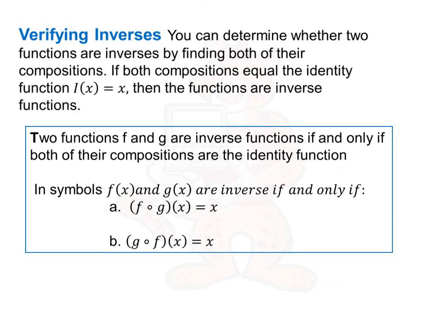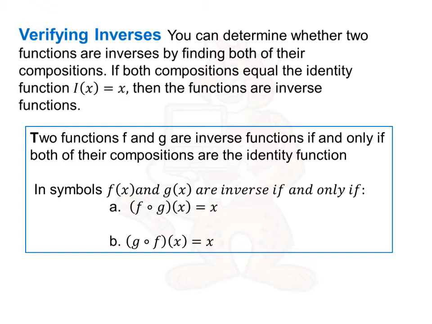We can also use the idea of composition of functions to verify inverses. You can determine whether two functions are inverses by finding both of their compositions. If both compositions are equal to the identity function I of x equals x, then the functions are inverse functions. Let's see what this means. Two functions f and g are inverse functions if and only if both of their compositions are the identity function.